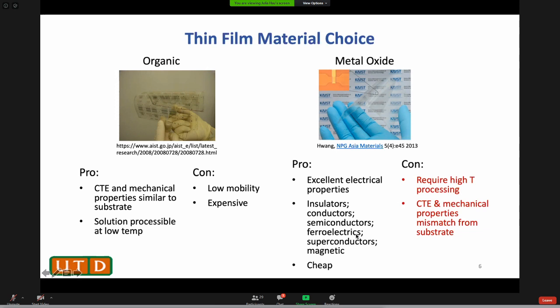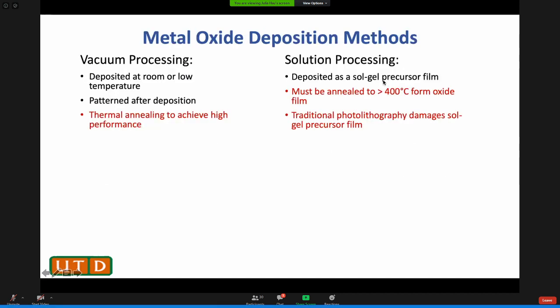Now, you cannot do traditional photolithography before you do this annealing step because the sol gel film can be damaged. And if you take a whole film and then you convert it to oxide, then you want to do photolithography, then you run into the problem with CTE mismatch.